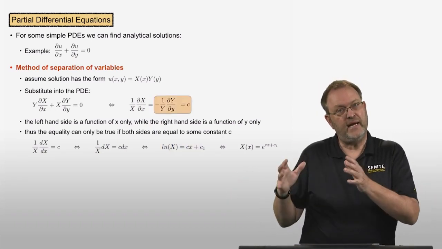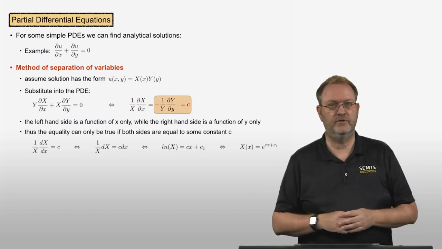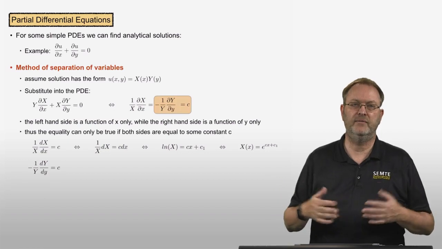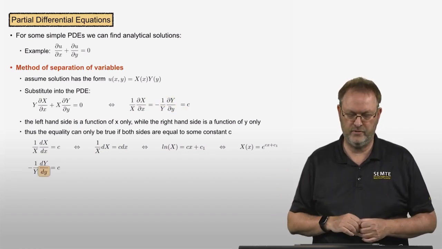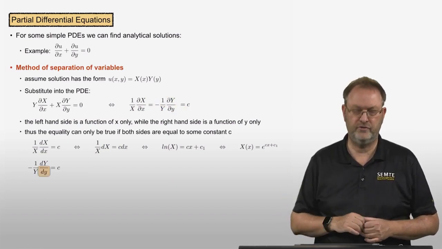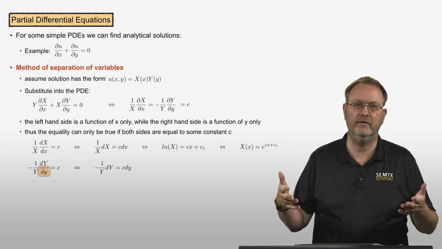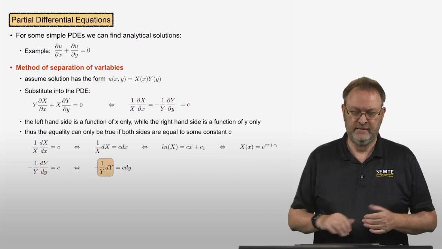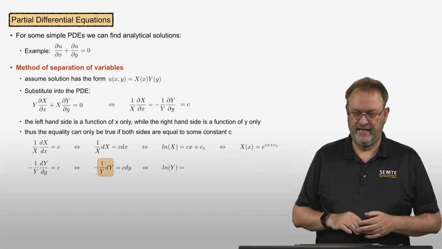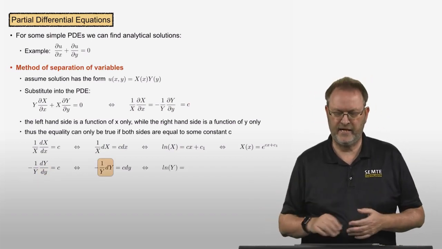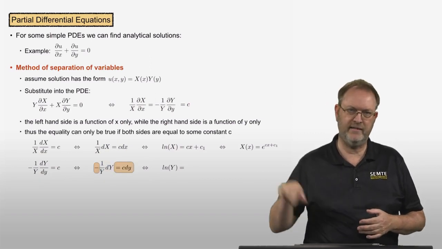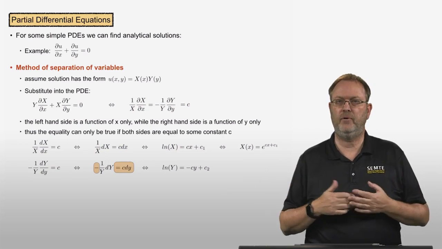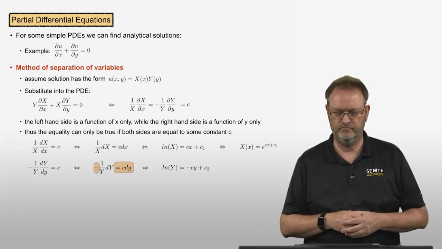But I also know that the right-hand side has to be equal to c, so these functions of y. So I have negative 1 over Y times dY dy equal to c. We move the dy over to the right-hand side. I get minus 1 over Y dY is equal to c dy. When we integrate this, I get the logarithm of uppercase Y is equal to minus c times y plus an integration constant c2.